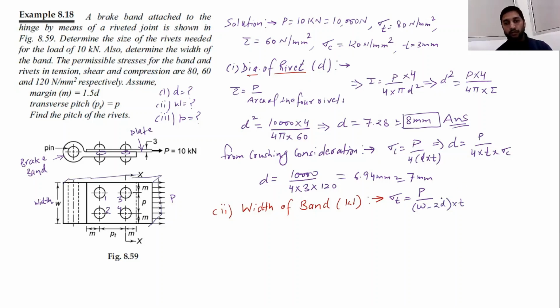Okay, so now from here your P will become sigma T into W minus 2D into T. ठीक है, यहाँ से अब आप P हमारे पास है 10,000 न्यूटन, which will be equal to sigma T, which is given, 80 Newton per mm square, into W minus 2 into D. D is 8, 16 mm आ गया, into thickness is 3 mm.